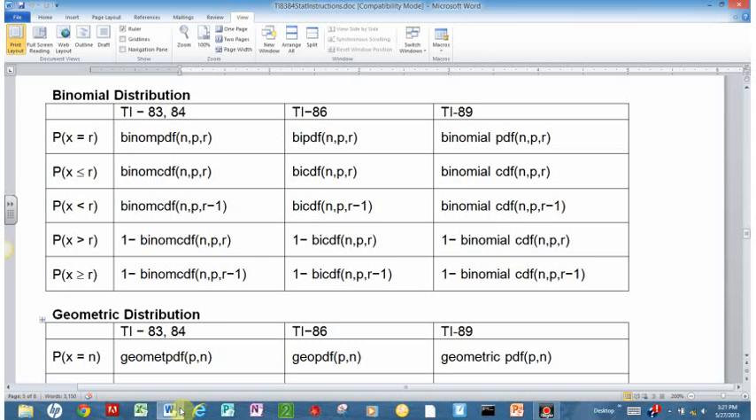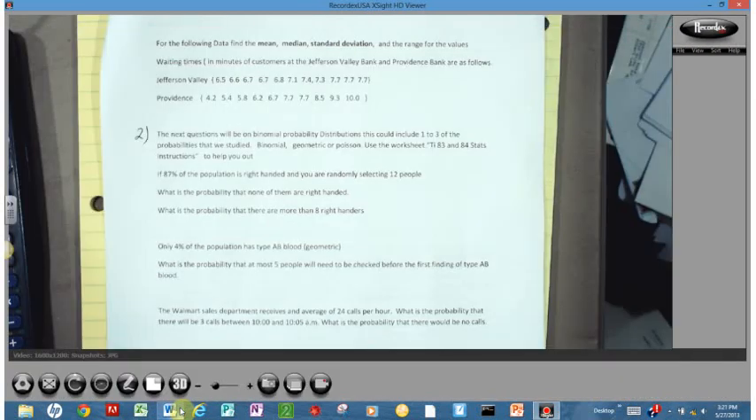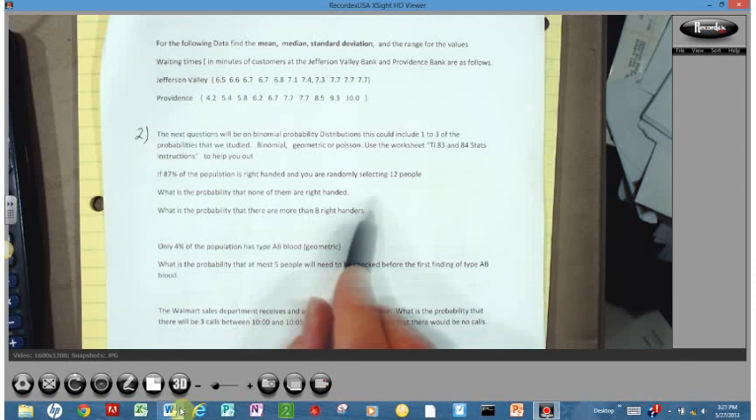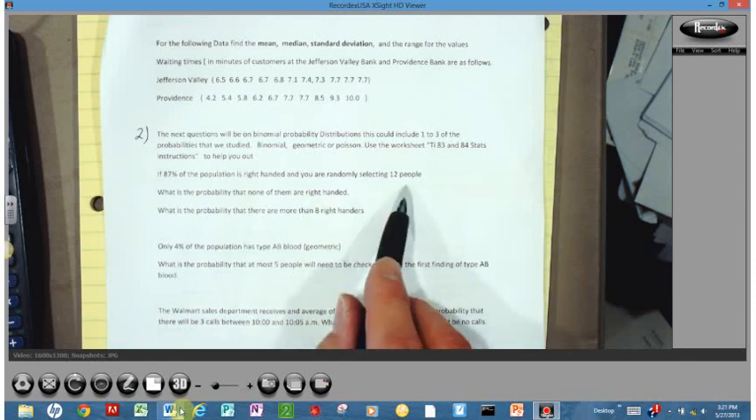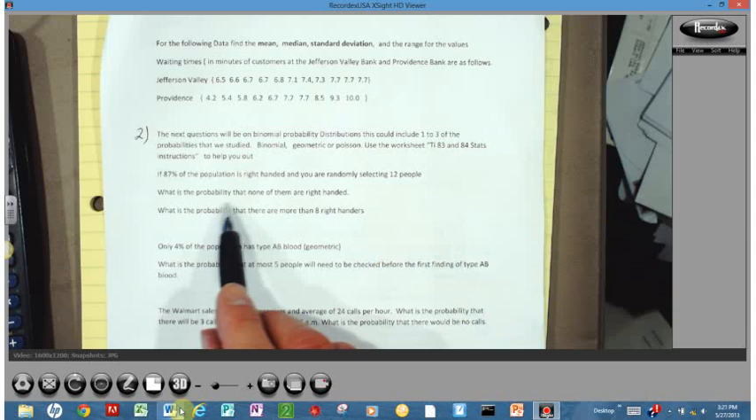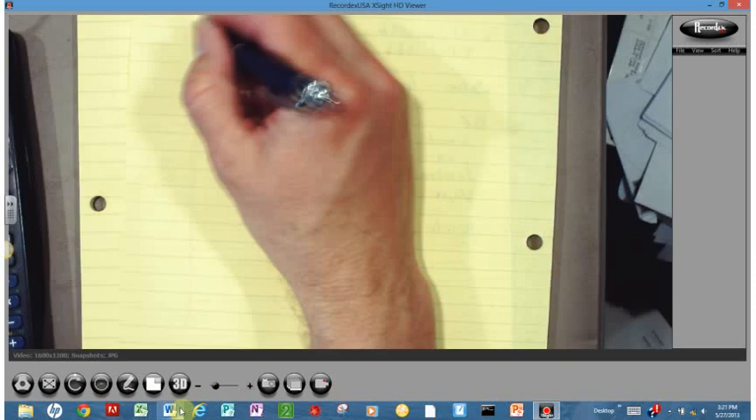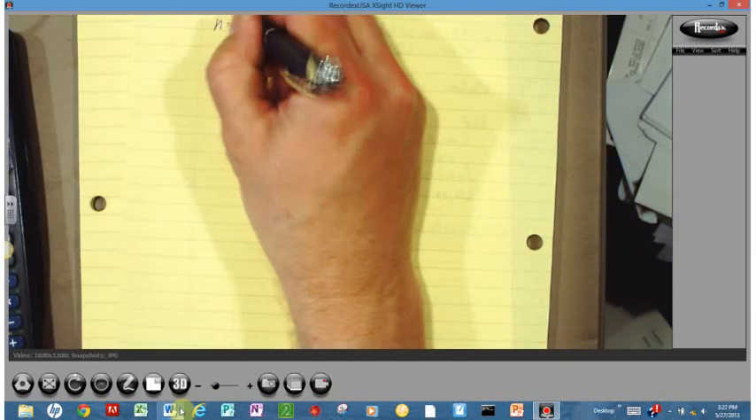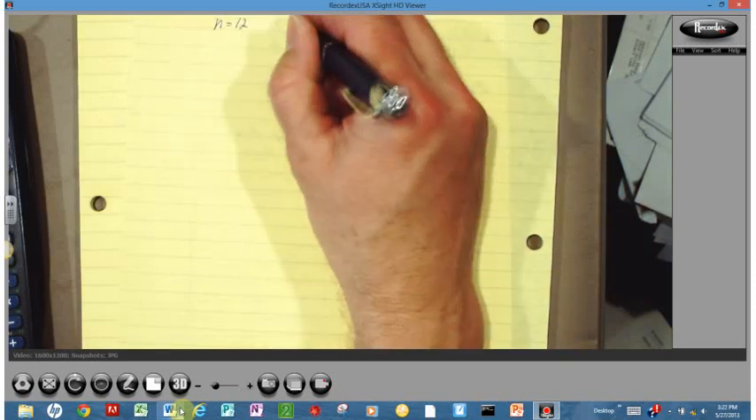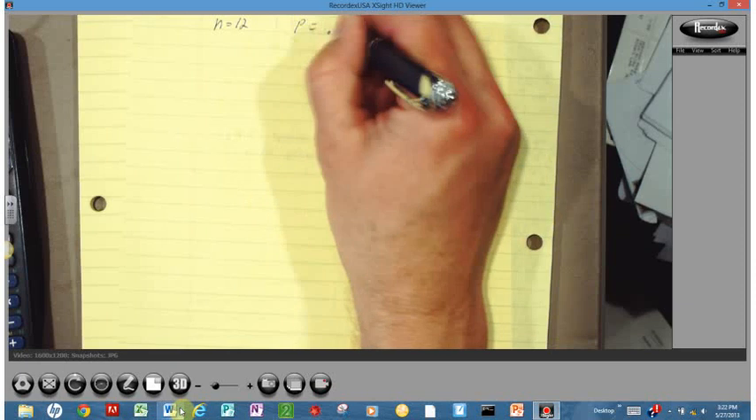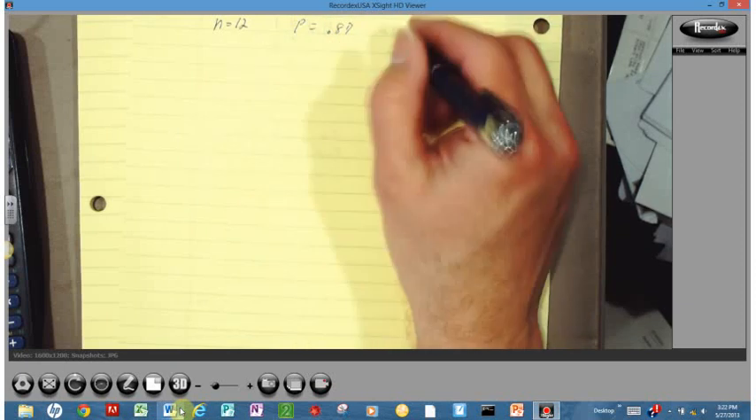So let's read this question very quickly. It says 87% of the population is right-handed, and you are randomly selecting 12. What is the probability that none of them are right-handed? None of them. So that's 0. So then you'd set up your information here. I've got n is equal to 12. I've got a percentage here at 0.87, and I've got 0 as my x value.